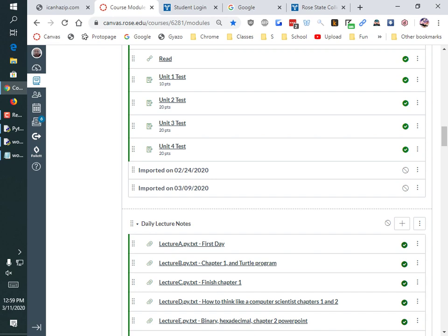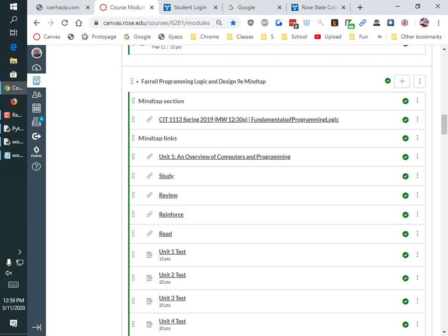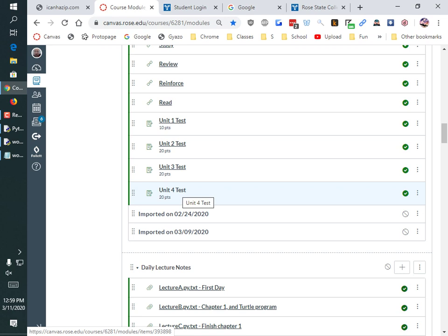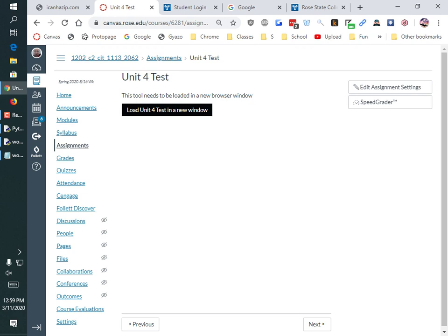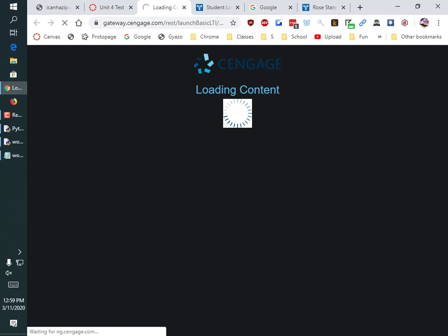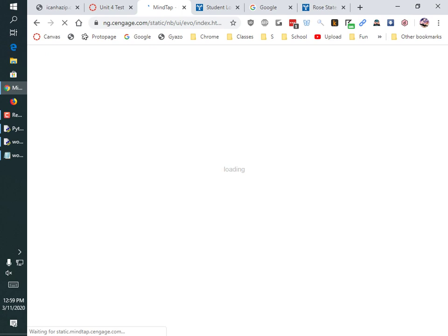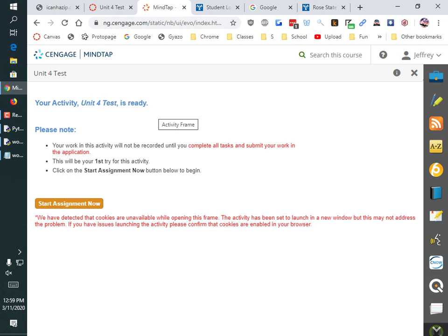Okay, if you scroll way down to the Programming Logic and Design 9E MindTap, that's an unwieldy folder name, but okay, and click on Unit 4 Test, and you remember your CEngage password and all that stuff, then when you click Load Unit 4 Test in a new window, it should take you into it. Now, I had a heck of a time getting that to work yesterday, so I certainly know that it can fail. I had to email our customer service rep and say, why is it not letting me in? And then they said, okay, we changed your password, and then it magically worked without me even having typed the password. So I know they did more than just change the password.